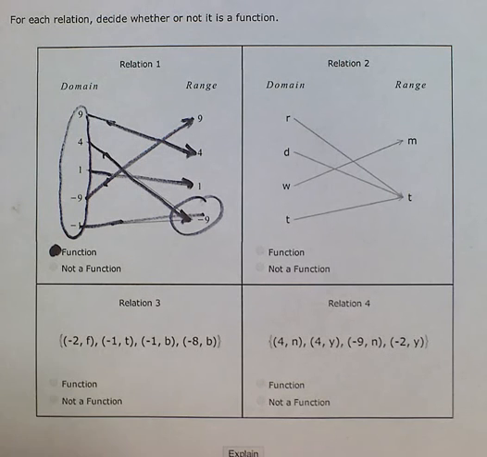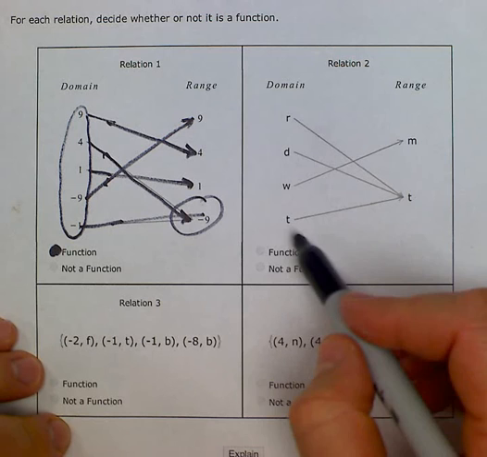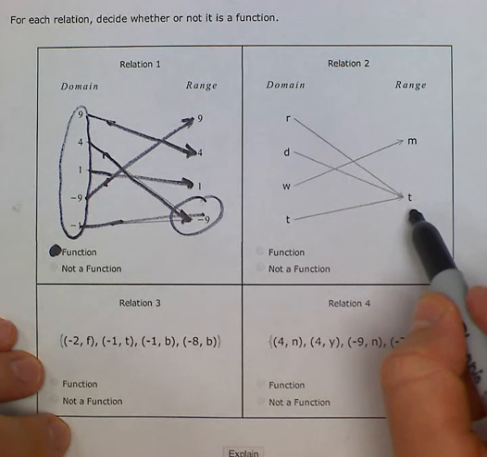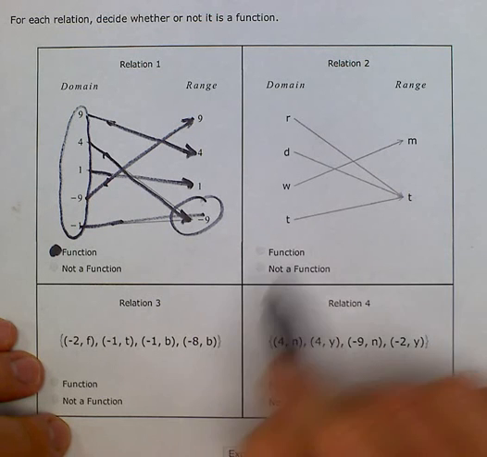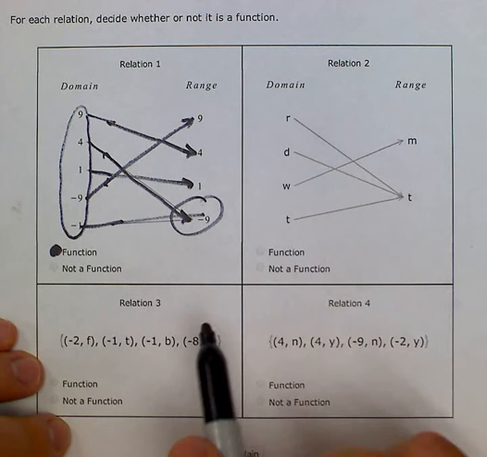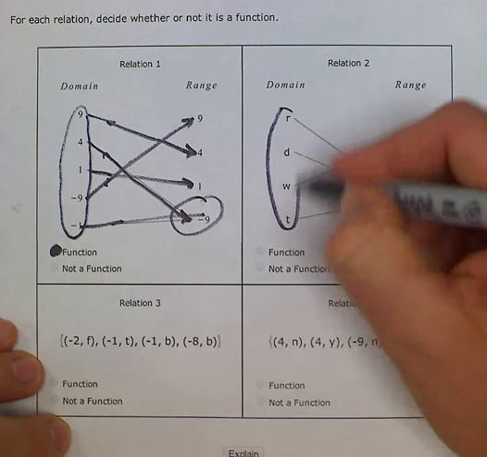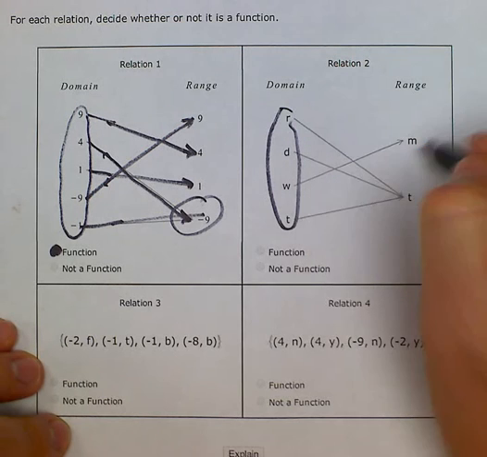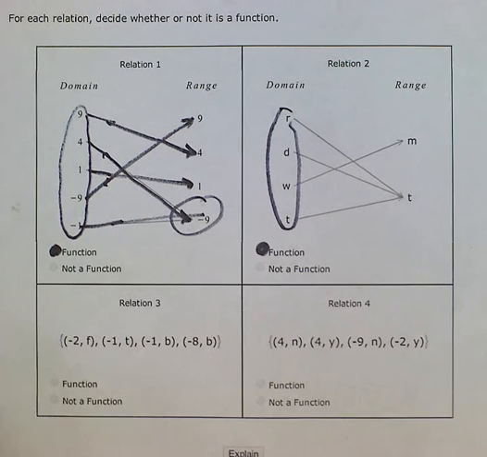So we look over here, same situation. We see that R, D, and T all match up with T in the range, but that's okay because they're going to exactly one. T is matched up with T. No other values in the range. W is only to M, R is only to T, and D is only to T. So there's no repeats here. They're all going to exactly one in the range. It is a function.